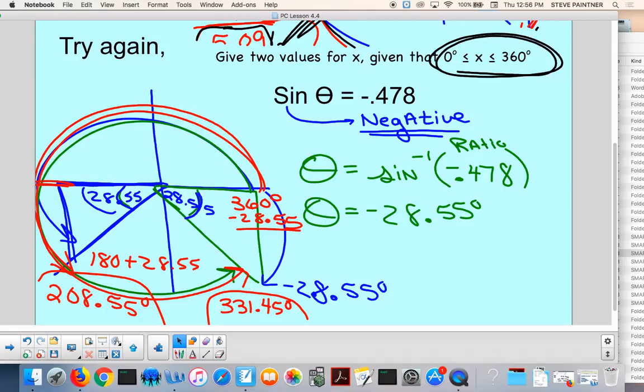Isn't that y over x? This is 8. Tangent's y over x. Okay. Good. Of course, you're going to have to find your hypotenuse. Oh, is it 17? Perfect. Good.